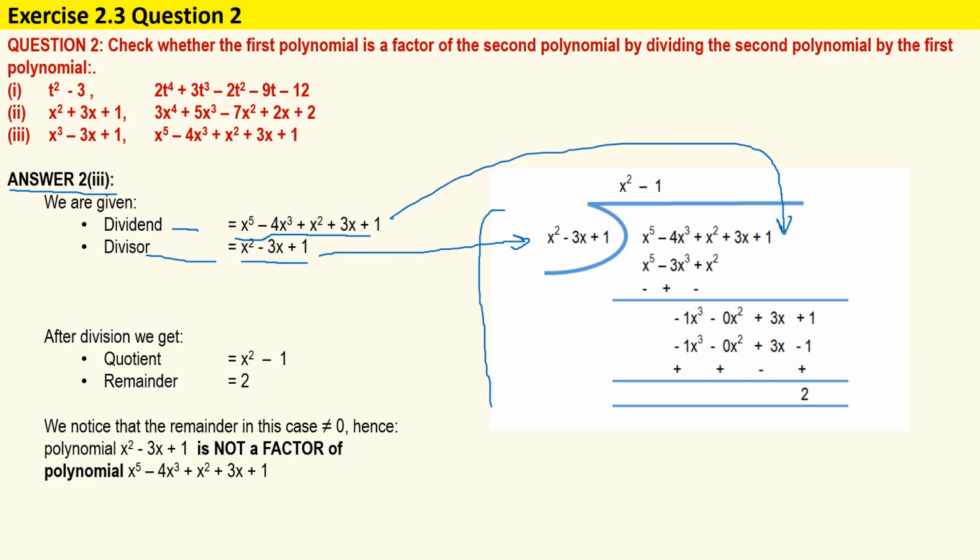We carry out the steps for the division, and we get the quotient equal to x square minus 1, and the remainder that we get here is 2. In this case, the remainder is not equal to 0. Hence, the polynomial x square minus 3x plus 1 is not a factor of the polynomial x raised to power 5 minus 4x cube plus x square plus 3x plus 1.